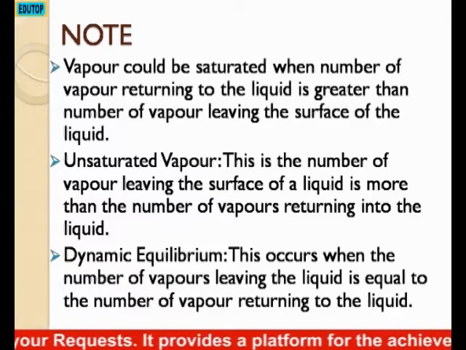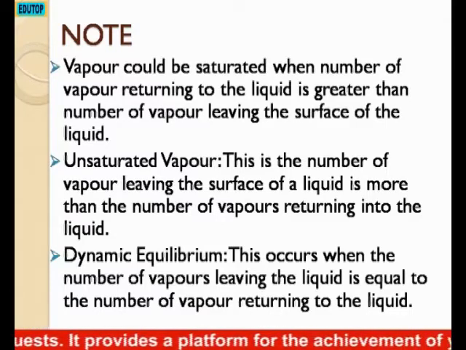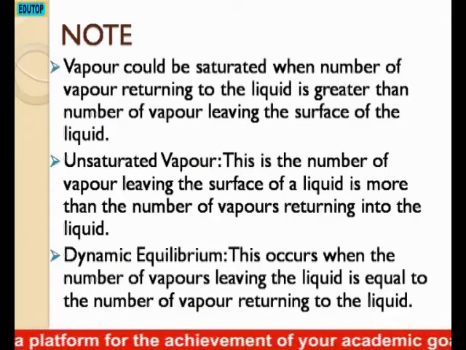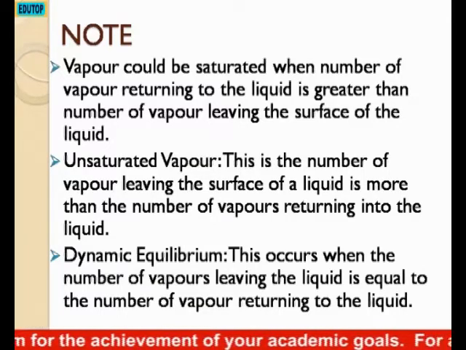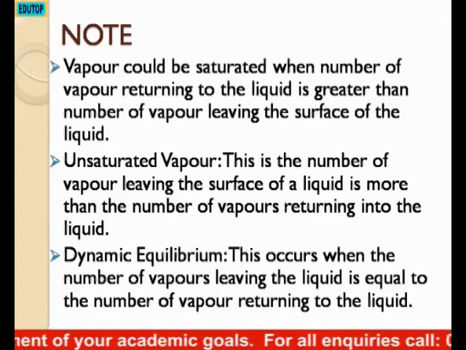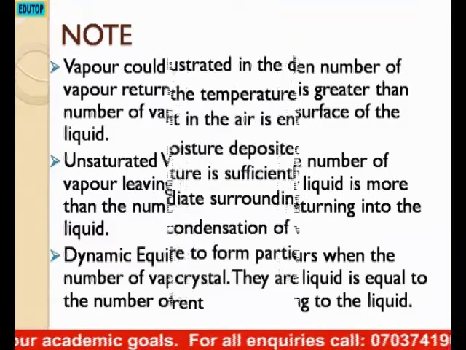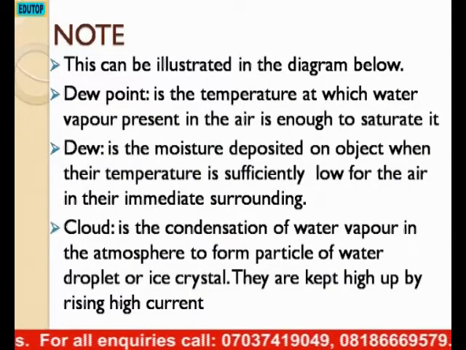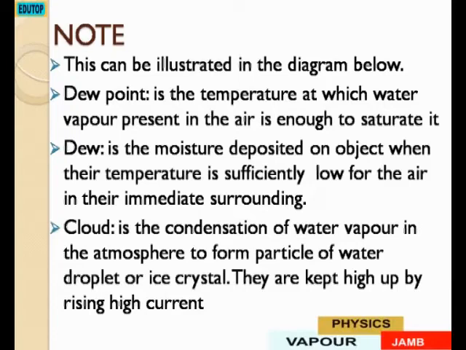Then we have something we call dynamic equilibrium. Dynamic equilibrium occurs when the number of vapor leaving the liquid is equal to the number of vapor returning to the liquid. Let's consider dew point. Dew point is the temperature at which water vapor present in the air is enough to saturate it. That's dew point. Then what about dew?